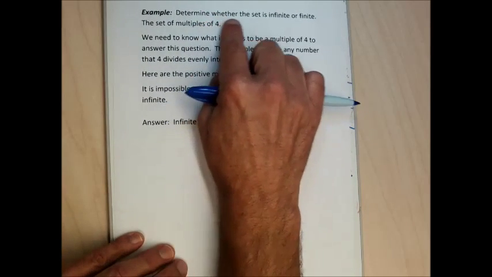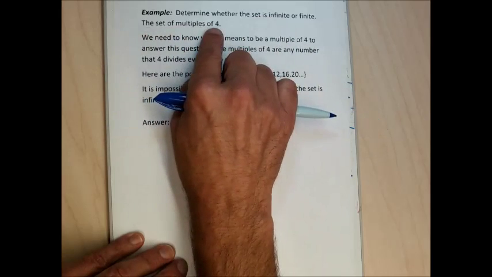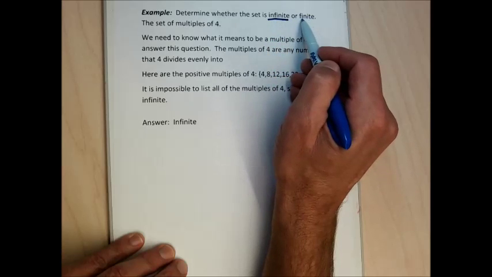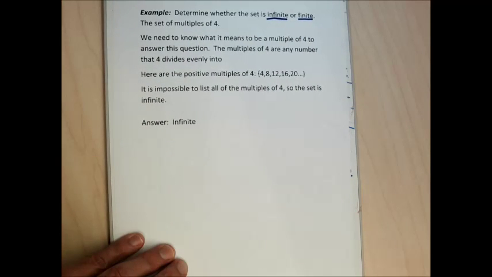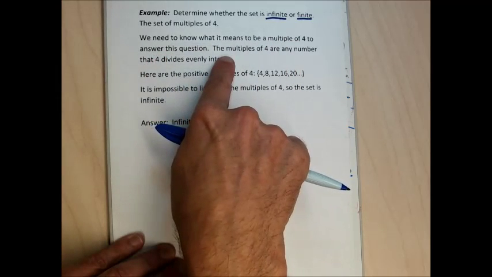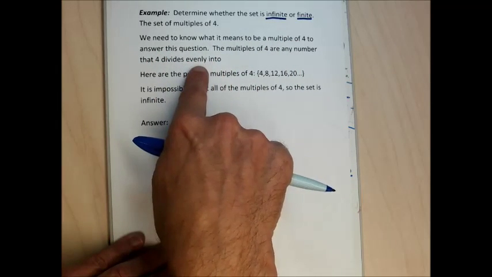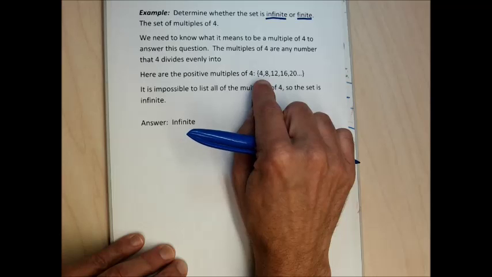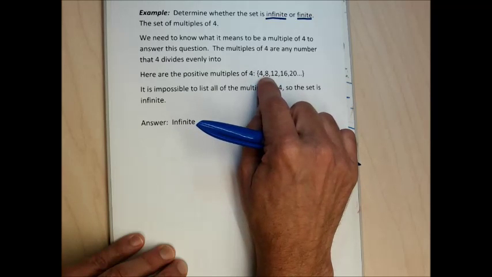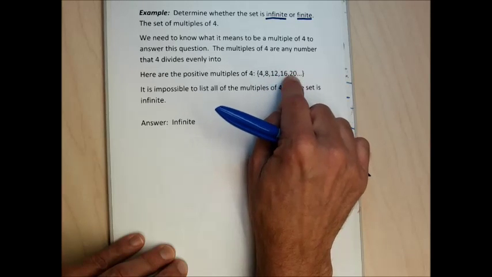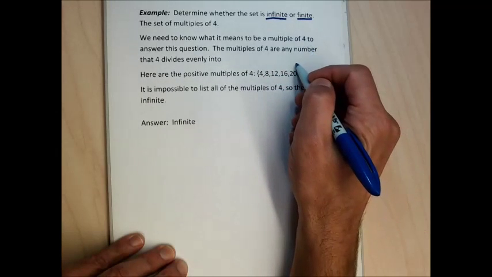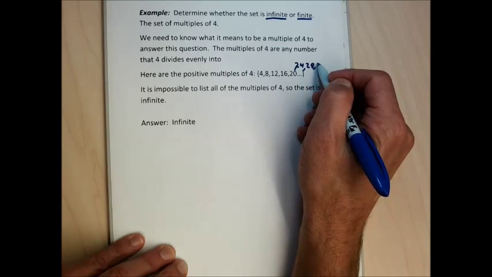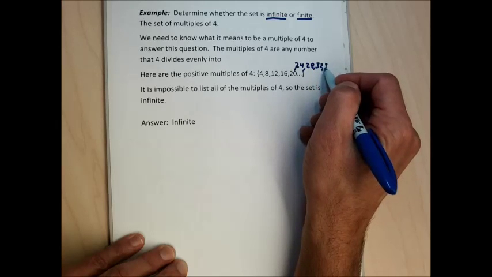Next example, determine whether the set is infinite or finite, the set of multiples of 4. Same deal here. In order to assess whether this has infinitely many numbers in it or finitely many numbers in it, we need to know what it means to be a multiple of 4. To be a multiple of 4, any number 4 times any integer gives a multiple of 4. I listed some of the multiples of 4 here. 4 times 1 is 4, 4 times 2 is 8, 4 times 3 is 12, 4 times 4 is 16, 4 times 5 is 20. I could have continued this list. 4 times 6 is 24, 4 times 7 is 28, 4 times 8 is 32, 4 times 9 is 36.